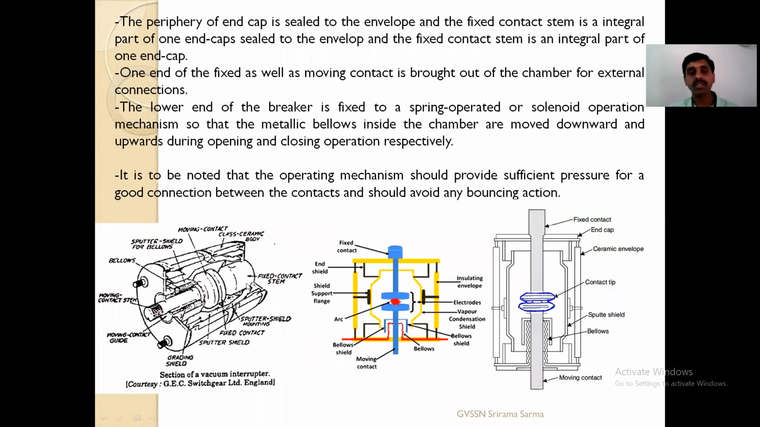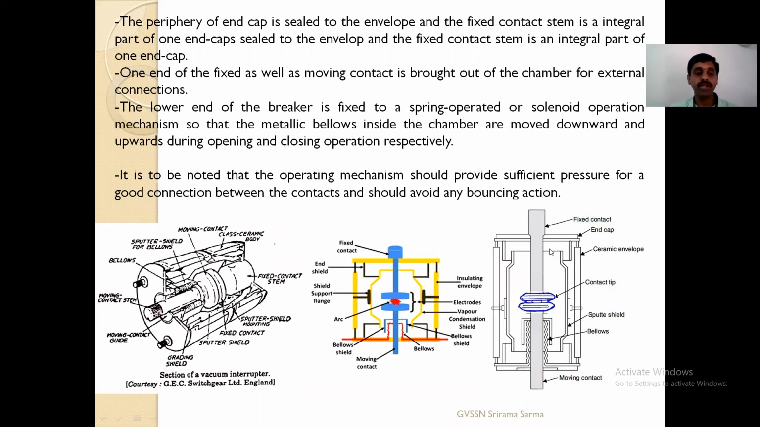So this is a cross-sectional view of the bellows, sputter shield, and this is the outer envelope. This is the sputter shield. These are the bellows, and all the things we have seen here. Generally, you have to draw this picture in the examination. The periphery of the end cap is sealed to the envelope. This is the one, and the fixed contact stem. This fixed contact is an integral part of this.